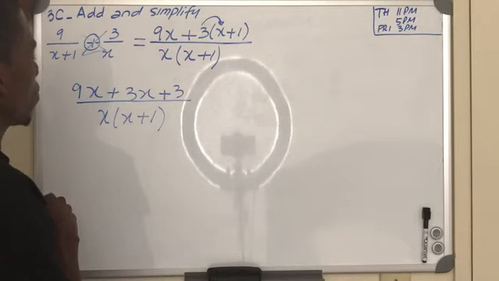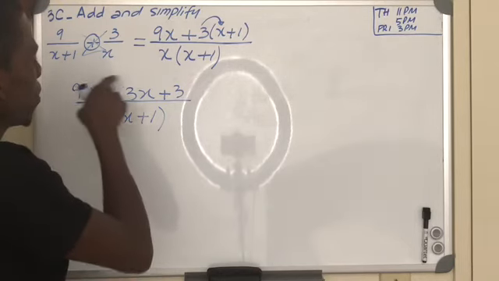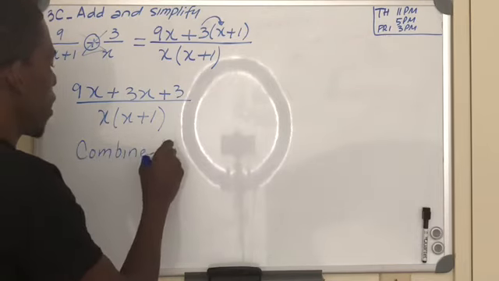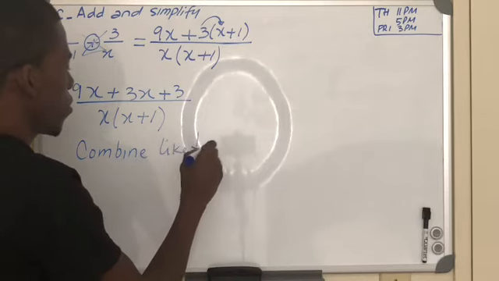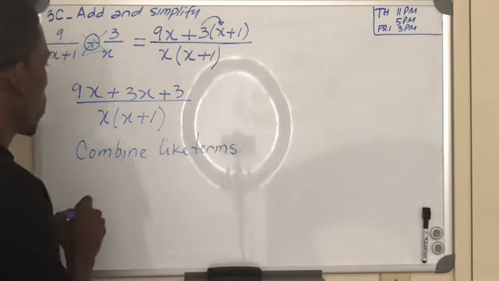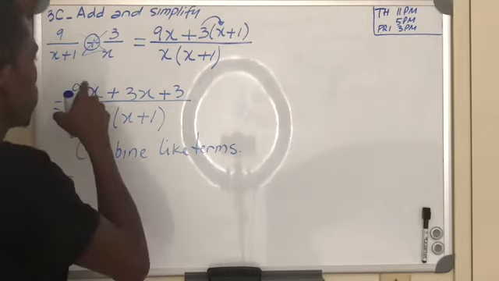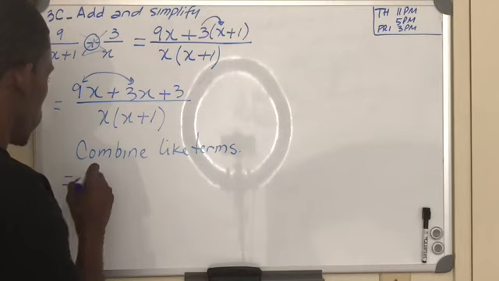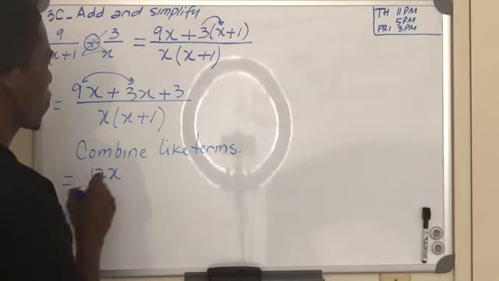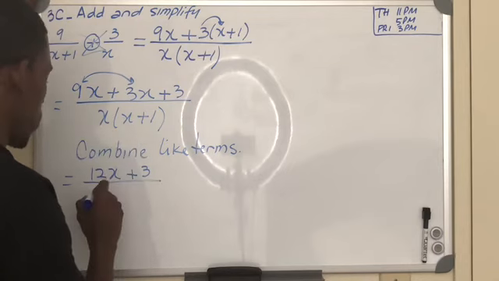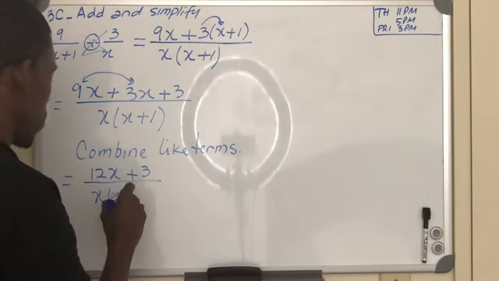What can I do with the top? I have 9x here, 3x here. I can combine like terms. So that would give me 9 plus 3, that gives me 12x plus 3, divided by x times x plus 1.